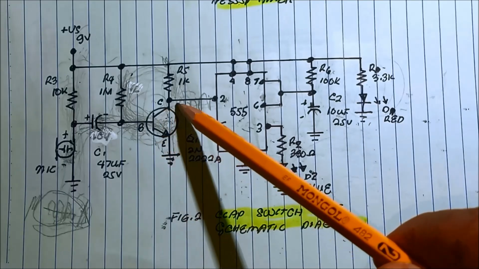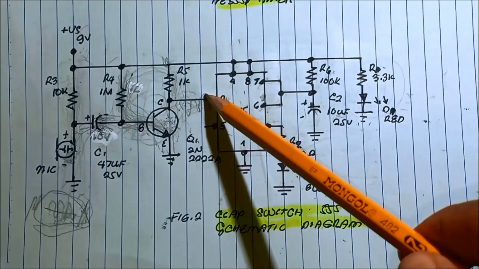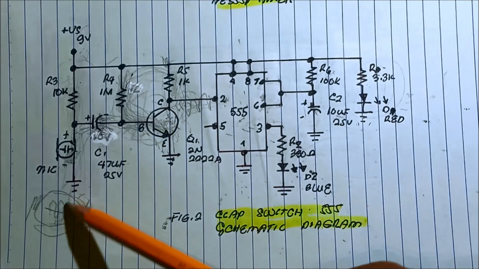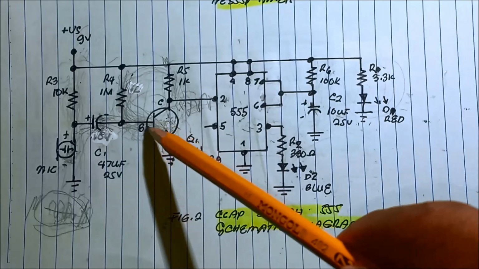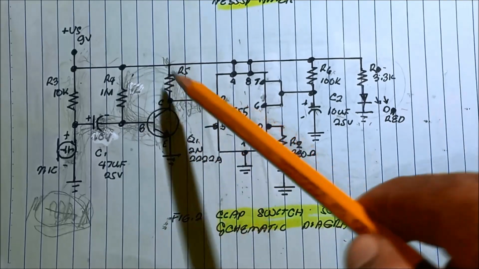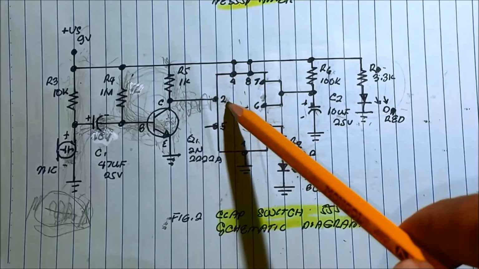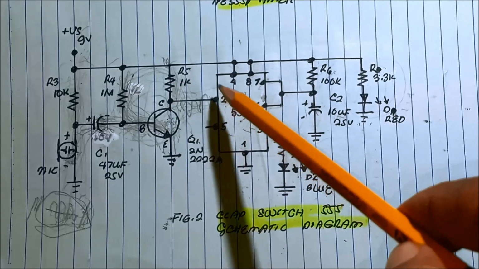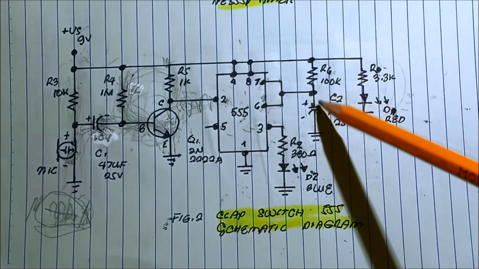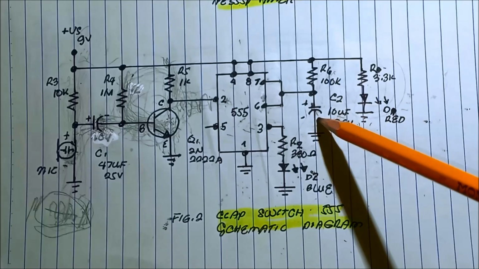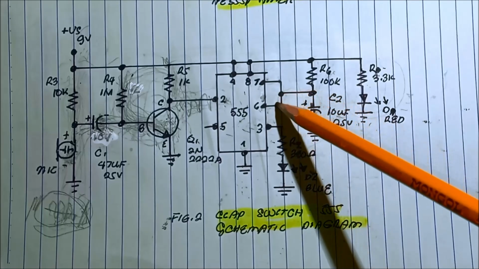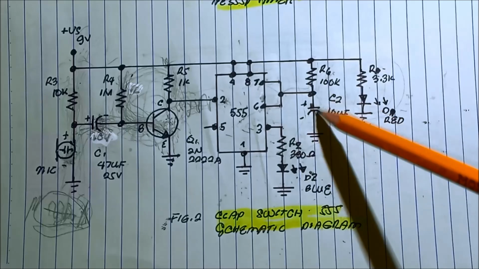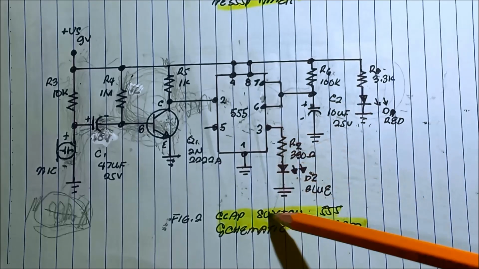When the transistor is not active, it means there's no sound produced by the microphone. It will not trigger the base, so the current flows from the 9 volts through the 1K to pin number 2. It pulls up this pin number 2 to 9 volts, and the initial state of the capacitor here is discharging. So when the capacitor is discharging, it discharges through the threshold and the discharge pin with the help of this resistor. When this capacitor is discharging, the LED is on.